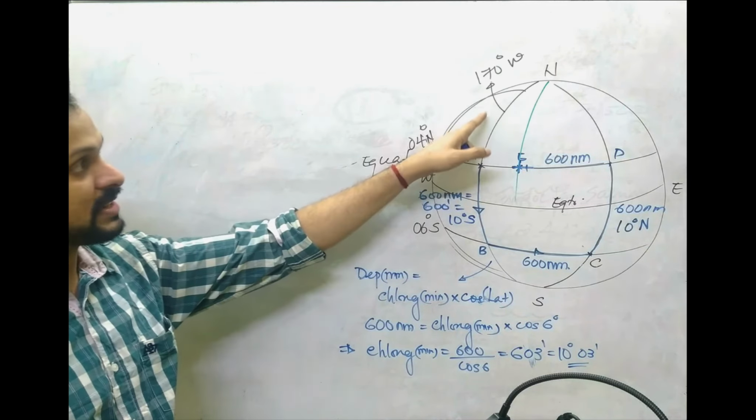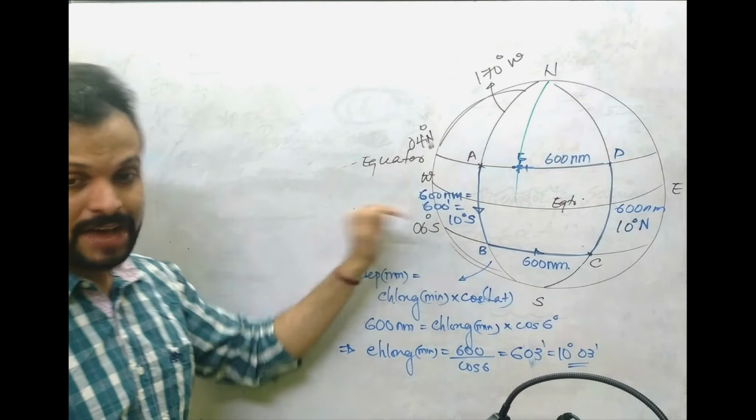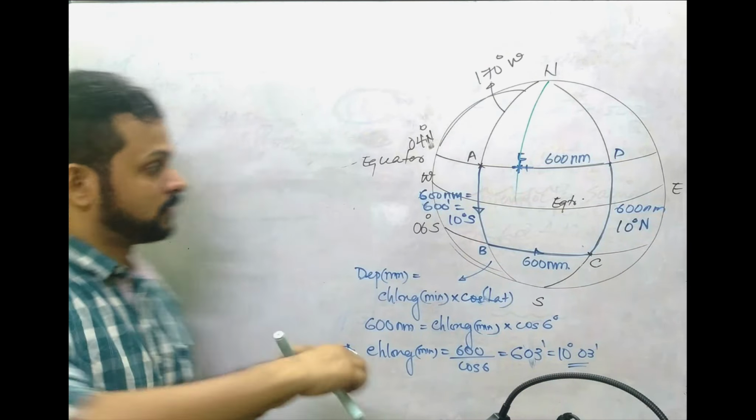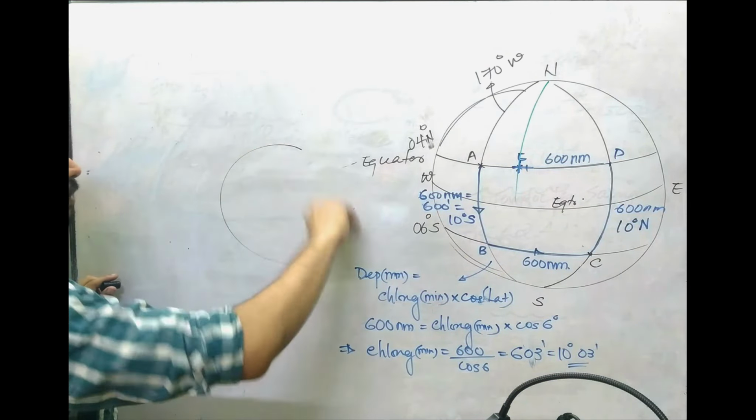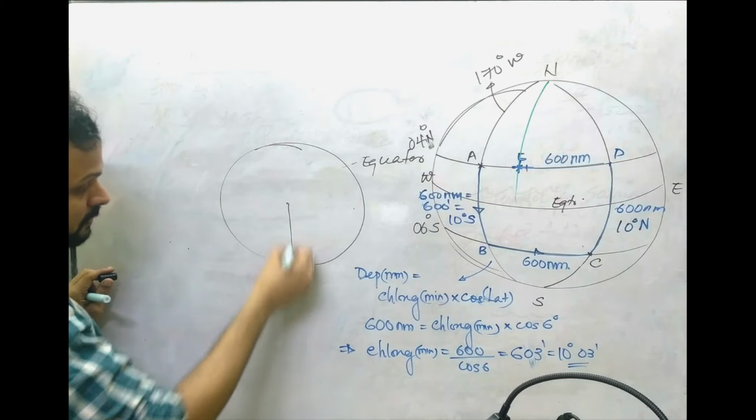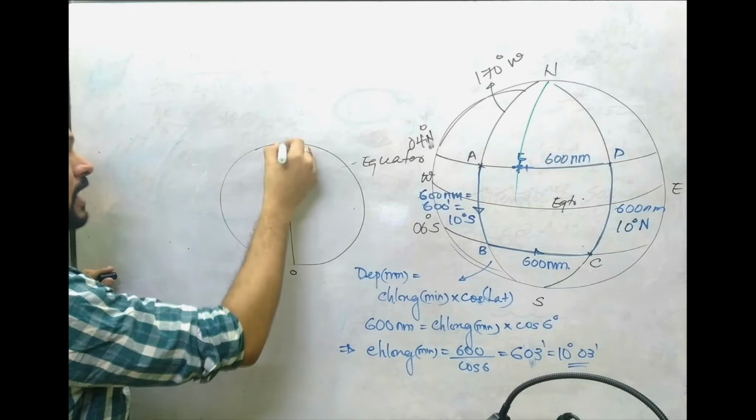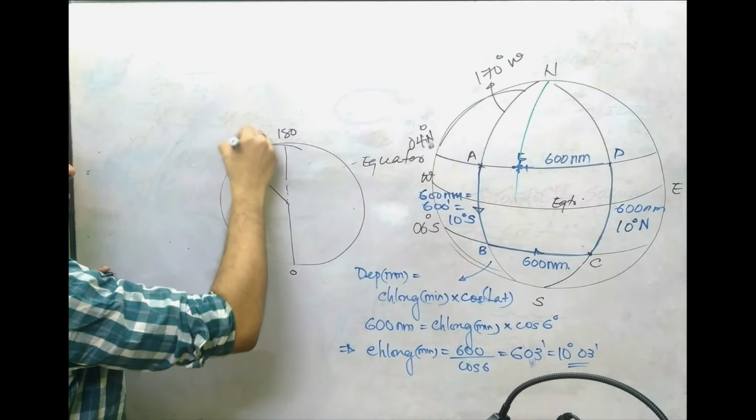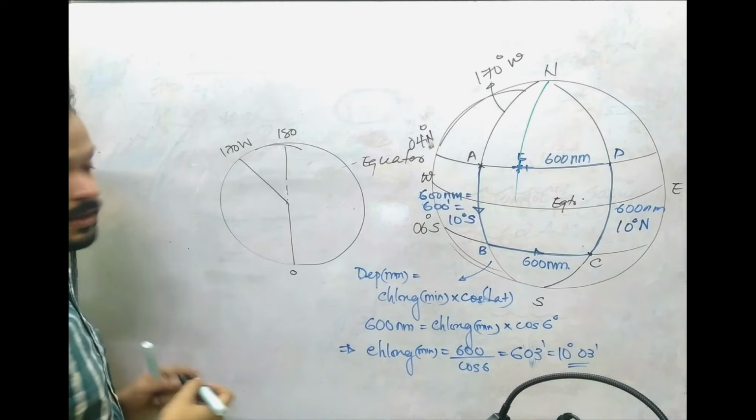So you are on 170 degrees west. You're traveling easterly for 10 degrees 3 minutes. So basically, to understand longitudinal changes, the easiest way is to draw a top view. You can take this as a prime meridian reference, and this is the anti-prime meridian. 170 degrees west is here. And you're traveling for 10 degrees 3 minutes.